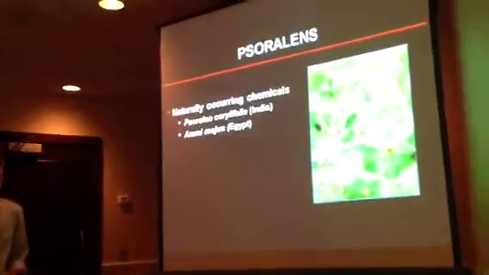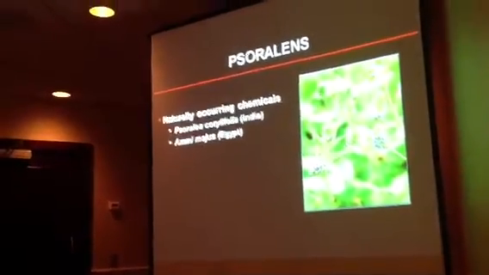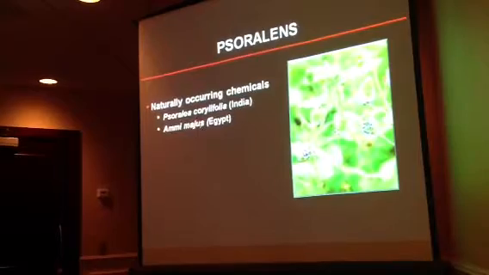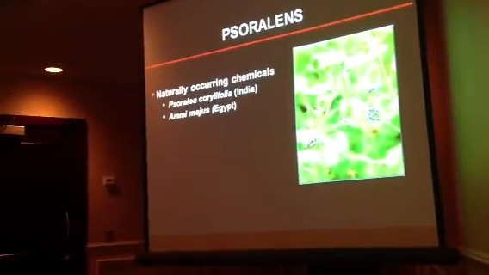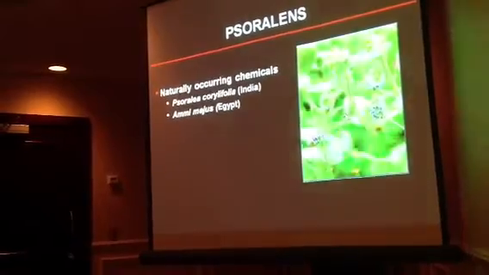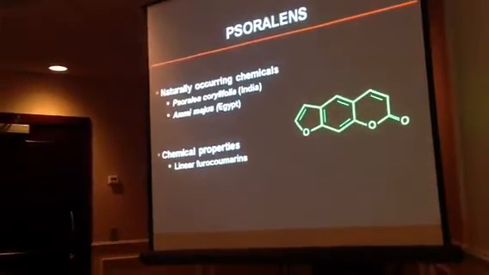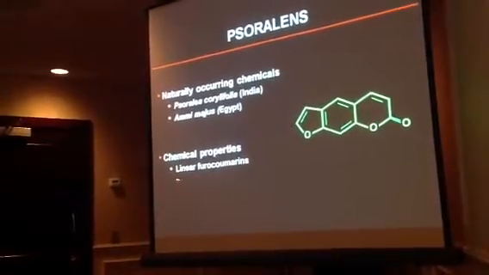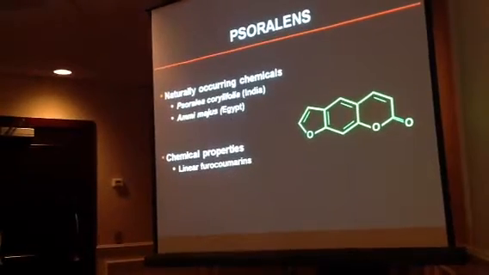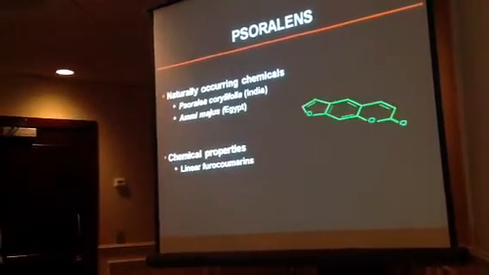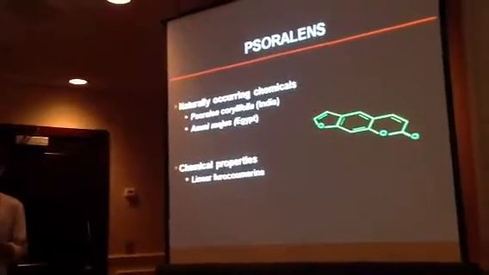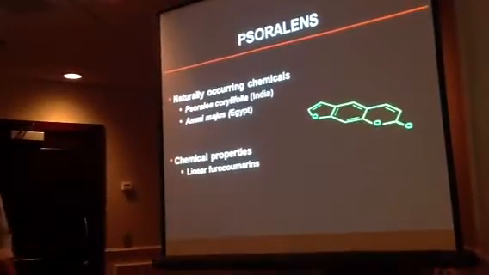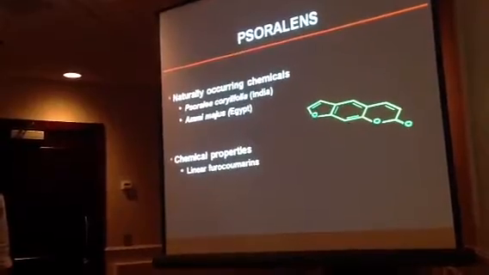So sorolins are compounds that occur naturally in the plants Sorrelia coralifolia and also Animagus, found in India and Egypt, respectively. And they act as fungicides in these plants. Chemically speaking, the sorolin molecule is tricyclic, and it forms part of the class of linear fluorocoumarins. The linearity and flatness of the molecule allows it to both absorb energy very well and intercalate in various biological constituents like DNA or proteins.